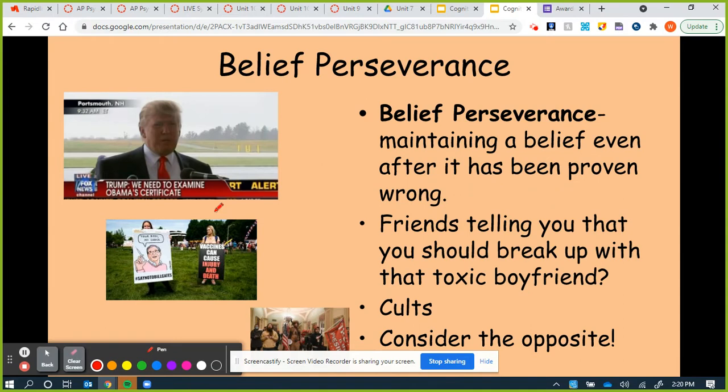So, belief perseverance. Belief perseverance is when we have a belief about something, and it is proven incorrect. But a lot of times, when we are proven wrong about something, we actually end up doubling down on it. Rather than admitting that we are wrong, to save our ego, we go deeper and deeper on it.